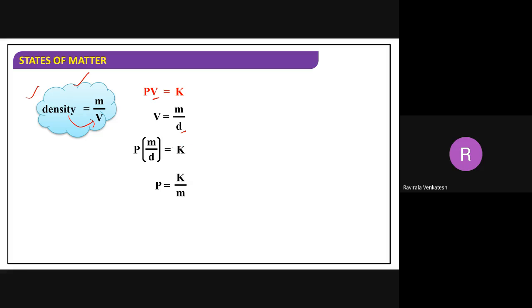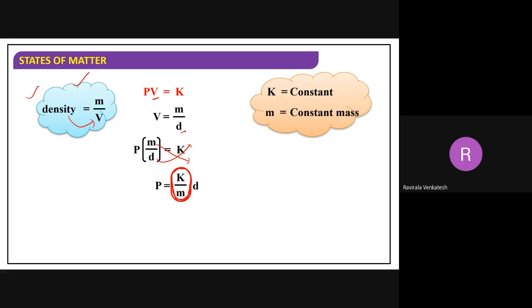Now P is equal to what we get? K by this density I am putting over here. This d will go here and m will come like this. Cross multiplication. P is equal to K by m into D actually. But I told you, mass is fixed, correct or not? Moles are fixed, then it will be fixed only. K is constant, m is also constant. Why is m constant? Because the law itself is saying that the mass is fixed, therefore it will be constant only.